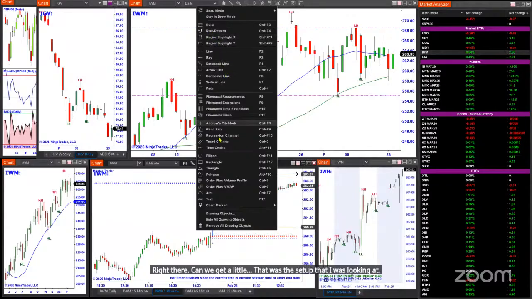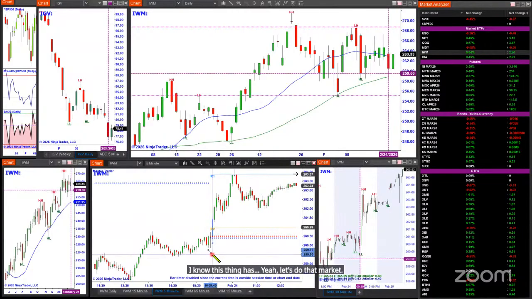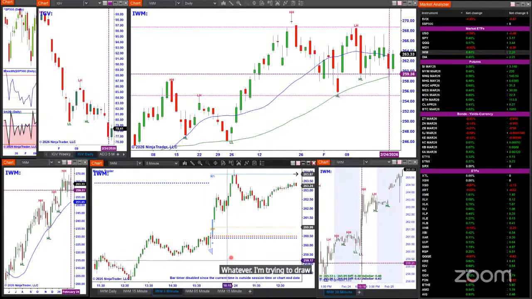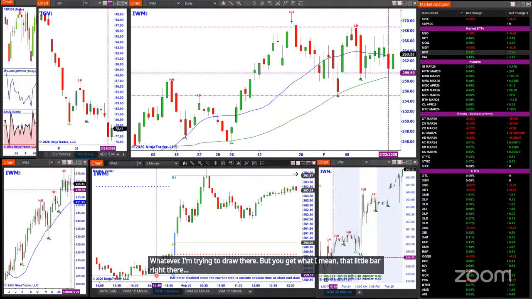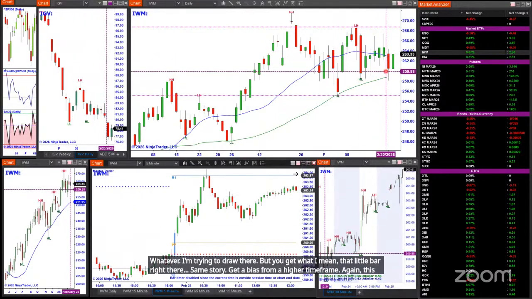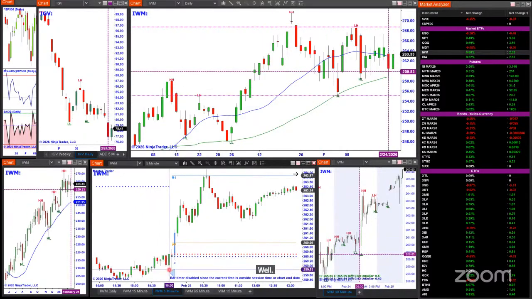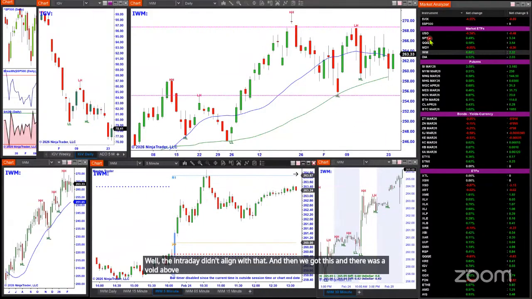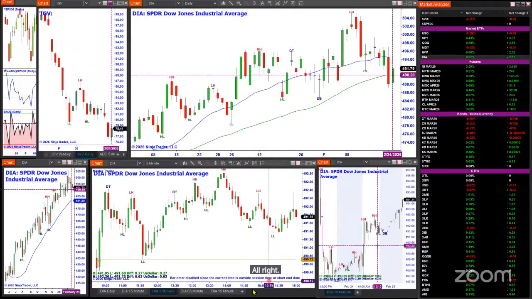I'm trying to draw there, but you get what I mean. That little bar right there, same story. Get a bias from a higher time frame. Again, this was a big down bar. It's like, okay, it'll go down here. Well, the intraday didn't align with that. And then we got this, and there was a void above, back up again. All right, so you've got the idea.